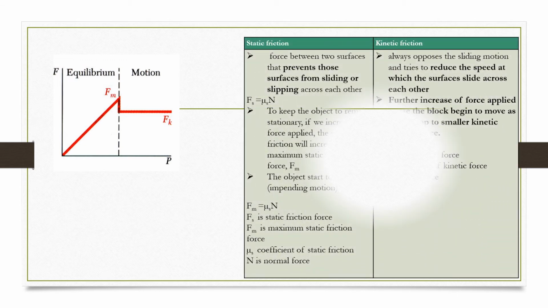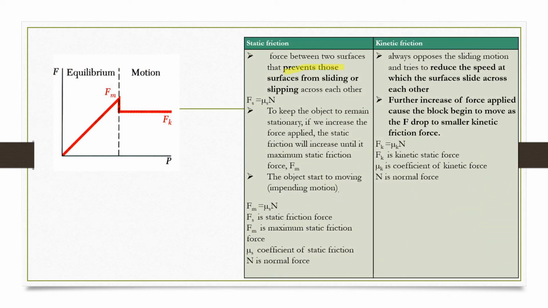Static friction is the force between two surfaces that prevents those surfaces from sliding or slipping across each other. The formula we can use is Fs equal to mu s N, where Fs is the static friction force, mu s is the coefficient of static friction, and N is the normal force. To keep the object stationary, if we increase the force applied, the static friction force will increase until its maximum static friction force, which is Fm.